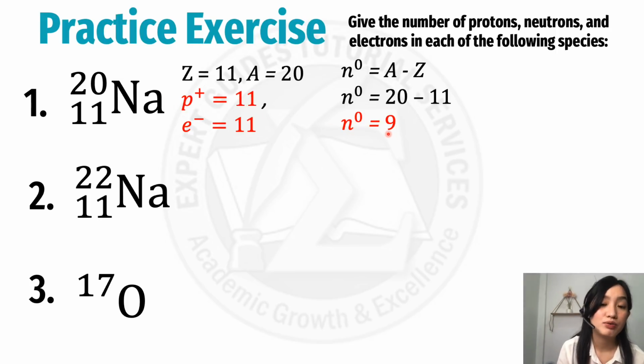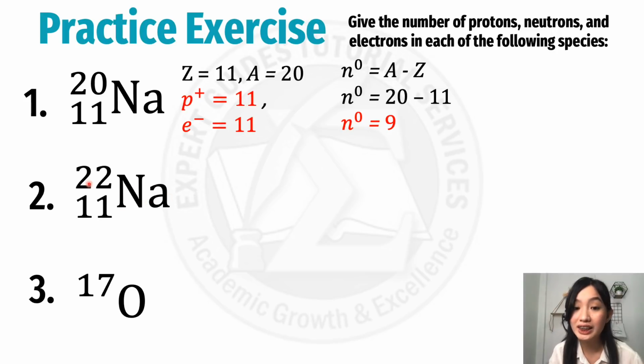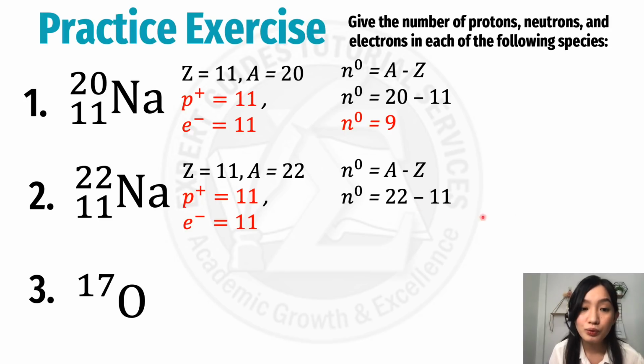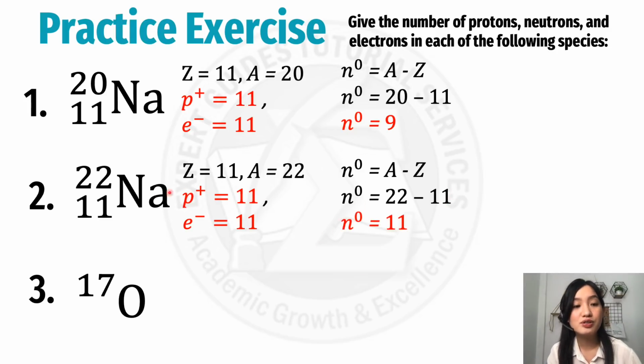Another example of a sodium isotope is sodium 22. Since they have the same number of protons or atomic number, which is 11, but differ in mass number, which is 22 in this example, the number of protons and the number of electrons is still the same. We have 11, but the number of neutrons, since it is 22, mass number minus atomic number, which is 11, we have the number of neutrons of sodium 22 is 11. Now, let's try number 3.